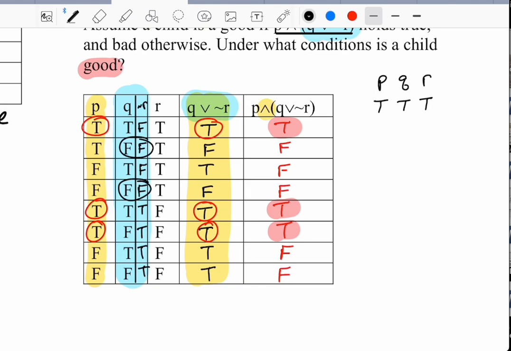True, false, true. Lost my place here. Oh, that one's incorrect. Hold on. True, true. I was looking at the wrong column. True, true, false. Because I'm looking at this column, and this column. All right. The ones that correspond with what I highlighted in red. All right. So that's going to be true, true, false. And then the last possibility would be true, false, false.